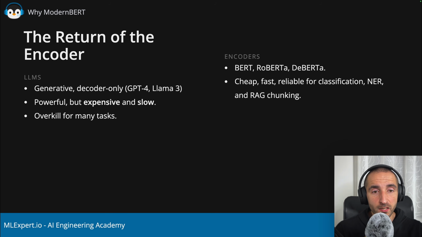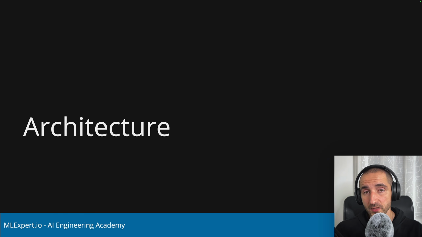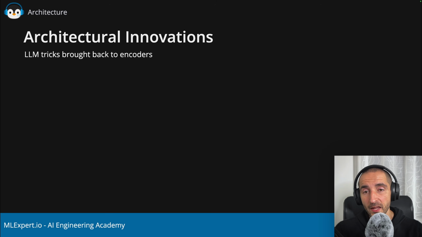What we got here was the encoders, which were BERT, RoBERTa, DeBERTa, and other types of models that are very interesting for text classification, entity recognition or extraction, re-ranking, chunking, embedding, etc. So these types of models are still going to give us a high amount of use cases. And what were the differences in ModernBERT?